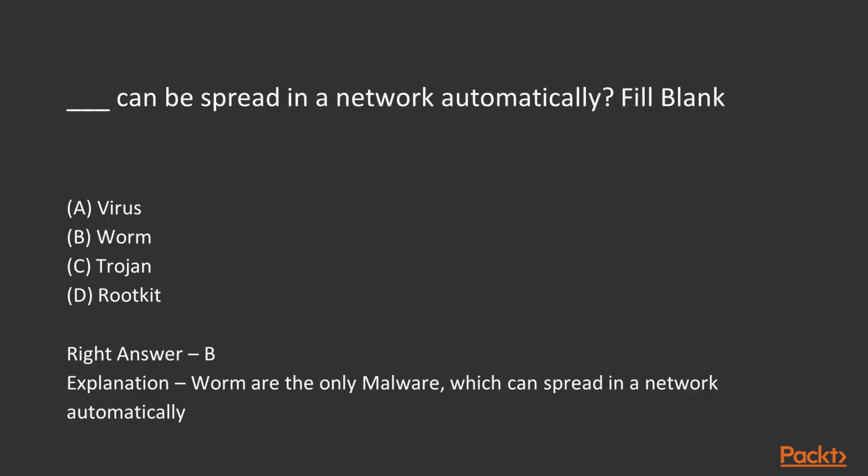Now, fill in the blank: blank can be spread in a network automatically. Actually, all these questions are from random lessons, right? So it's not like they are in sequence. These questions are from different kinds of lessons. You just need to think. So which can be spread in a network automatically? So 4 options: virus, worm, trojan and rootkit. According to me, worm is the right answer because a worm doesn't need any carrier and it can spread automatically in the network. So right answer is B. Worms are the only malware which can spread in a network automatically. Remember it.